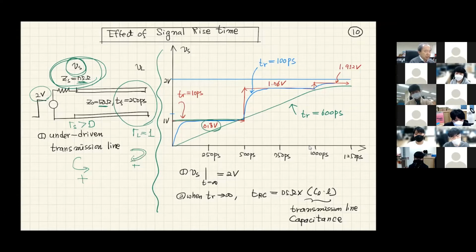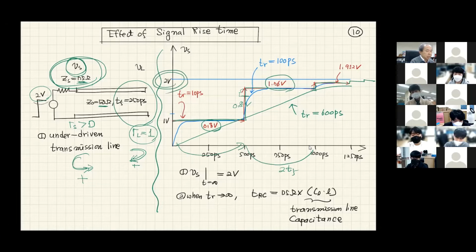And we're gonna have reflection at the receiver side. Because of this reflection coefficient 1, we're gonna have another 0.8 volts. And also we have a positive reflection coefficient, so another addition of that. Because of that, we're gonna have 1.7 volts after twice the flight time. After another twice the flight time, we're gonna have a positive step and it will go closer and closer to 2 volts. 2 volts is the initial condition of circuit operation.